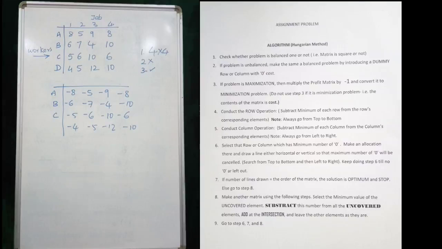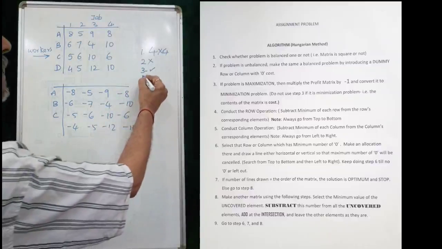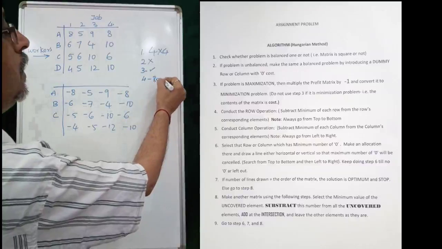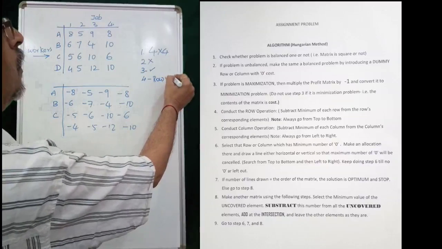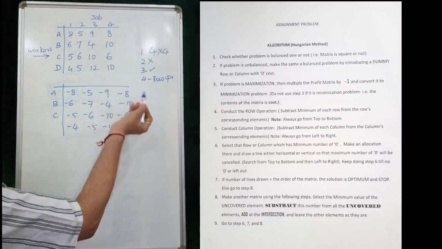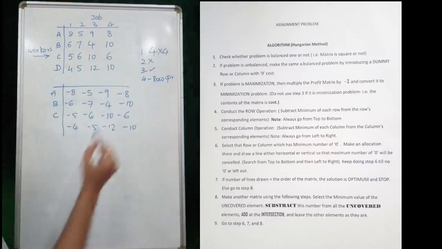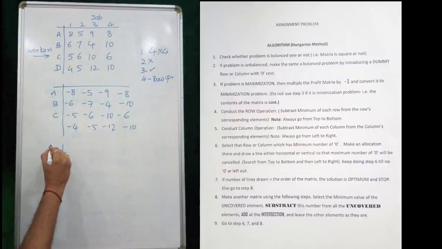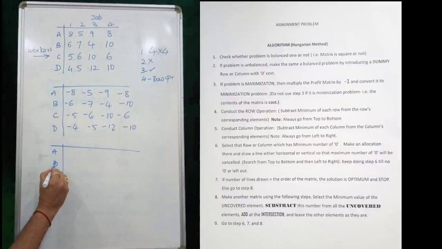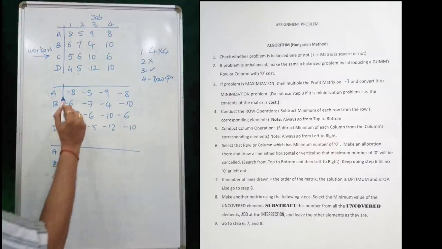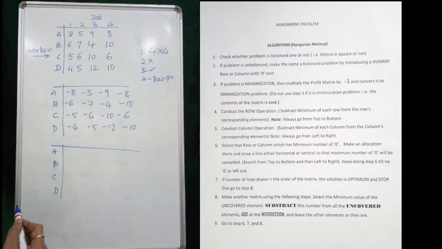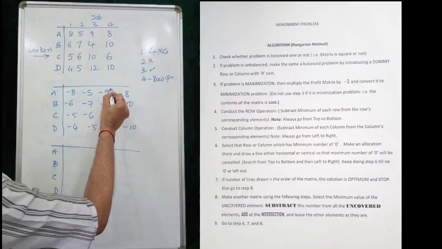What does step number 4 tell us? Step number 4 tells us to do the row operation. What is the row operation? Take the minimum of each row and subtract it from the elements of the same row. So when I do the row operation, what do I get, friends? I get rows A, B, C and D. What is the minimum here? The minimum here is not -5, it is -9.